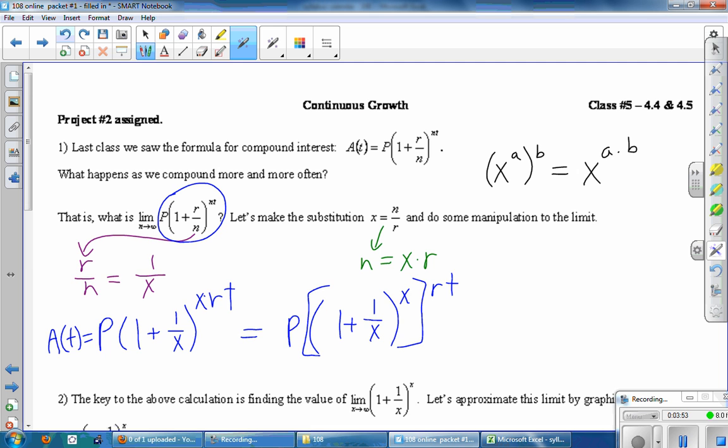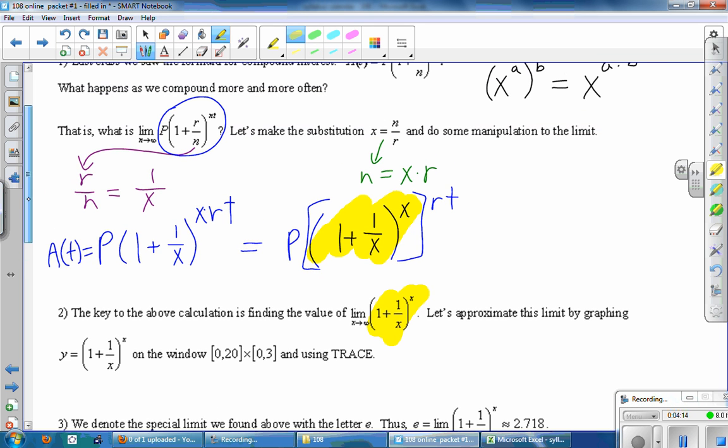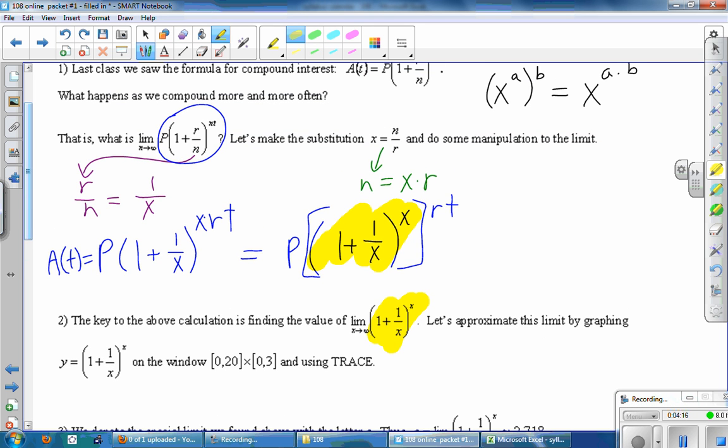But now I want to take a look at the thing inside the brackets. Inside the brackets, just the 1 plus 1 over x, to the x. Forget about the other stuff right now. I just want to look at that stuff in the bracket. It's written down here again. And we want to find the value of the limit as x approaches infinity. Now, why do I want to let x go to infinity? Well, take a look at what we were interested in up above. We saw before that we were interested in compounding more and more often.